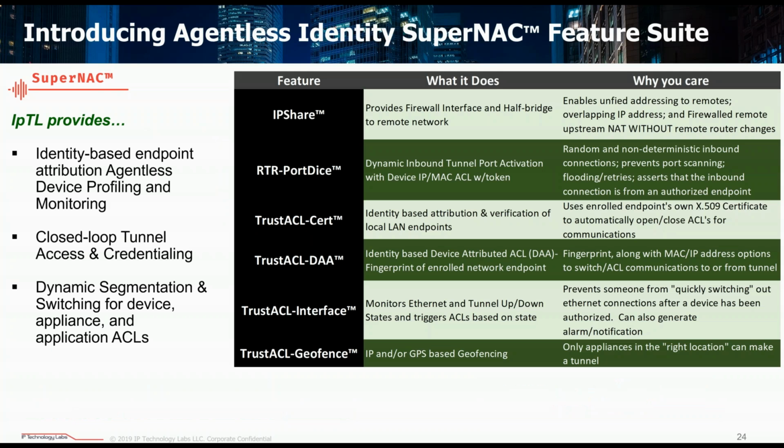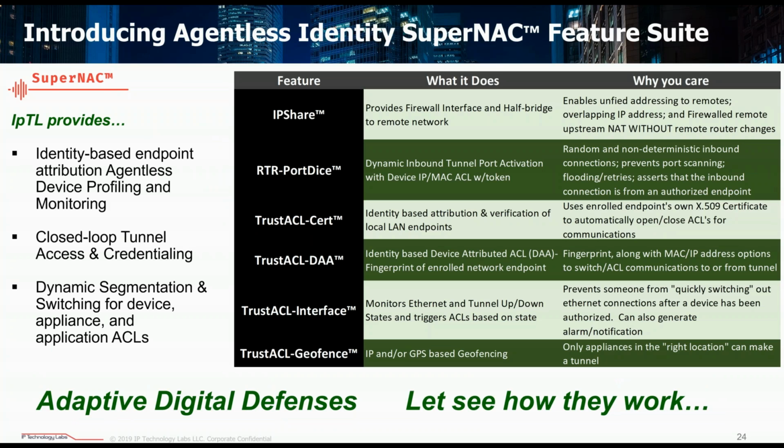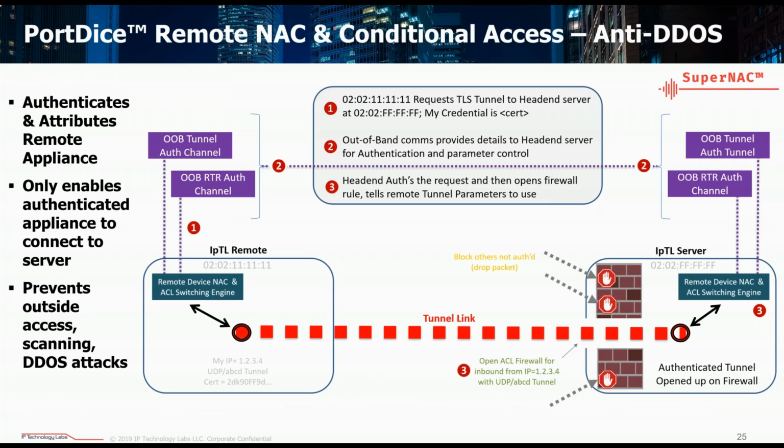So here are 6 features that we are rolling out under the SuperNAC feature suite that provide you that identity-based endpoint control and network control and access control. And you compile these in different ways depending on what you want in your security policy and your business policy, but they're all there to lock down your network, lock down your devices, so you know who's on your network and you know that the device you're talking to is the device you think you're talking to. So let's look at some examples here.